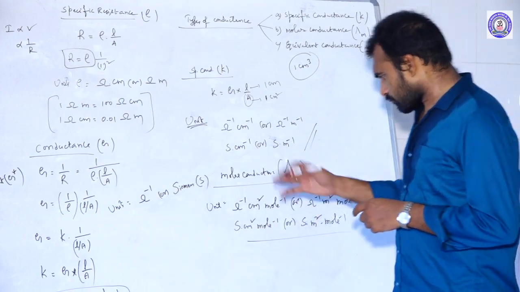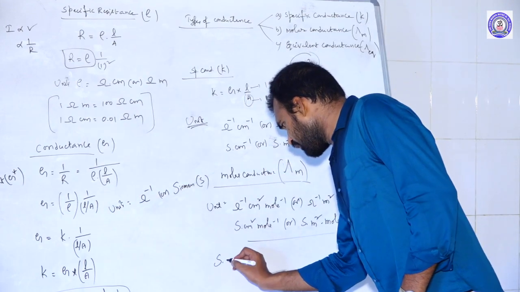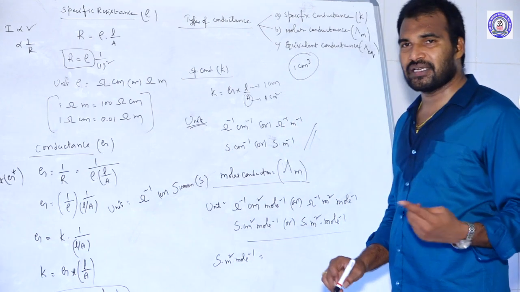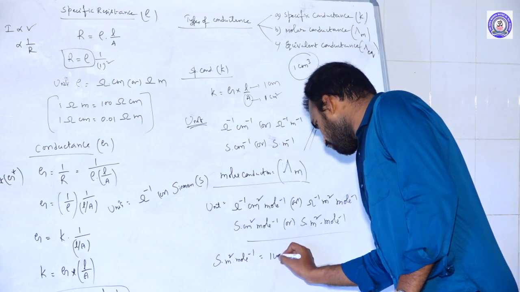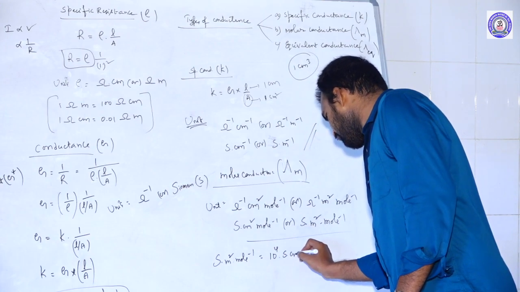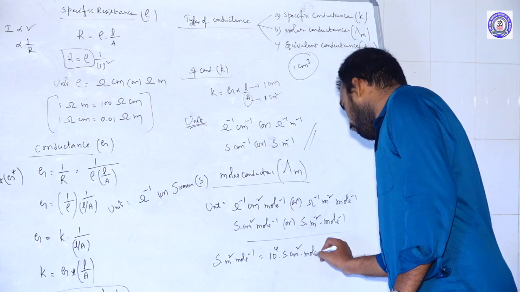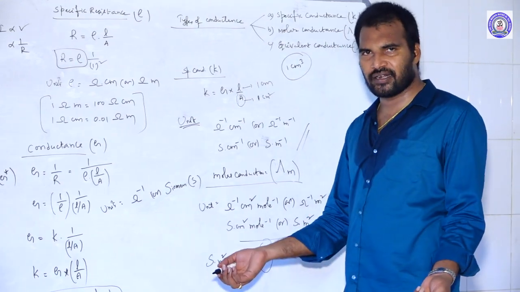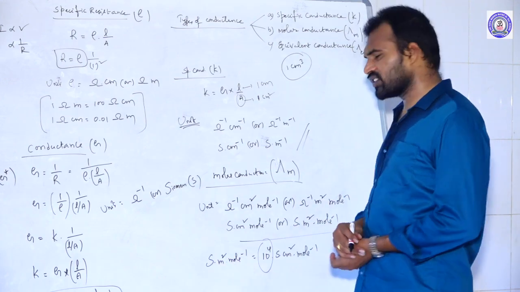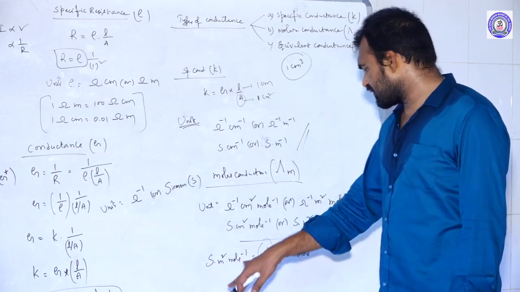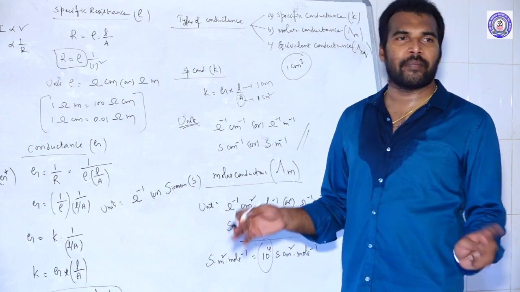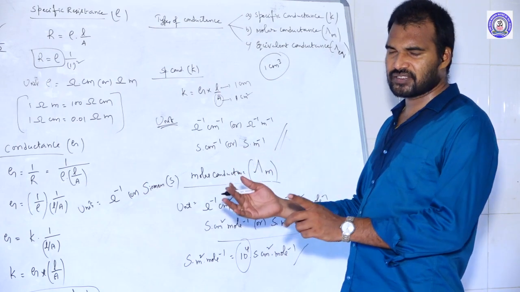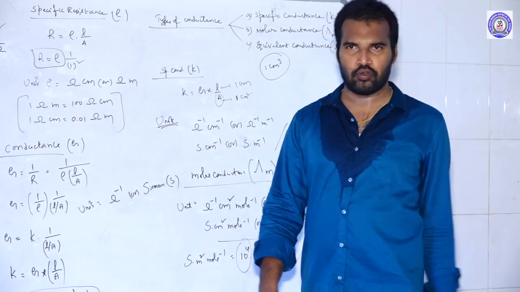And one thing, the relation between them: Siemens meter square mole inverse is equal to how many Siemens centimeter square mole inverse? That is equal to 10 power 4 Siemens centimeter square mole inverse. Simple, 10 power 4. Why? Because 1 meter is equal to 10 square, 100 centimeters. So similarly, Siemens centimeter square mole inverse is equal to 10 power minus 4 Siemens meter square mole inverse. Simply you can easily convert between them.